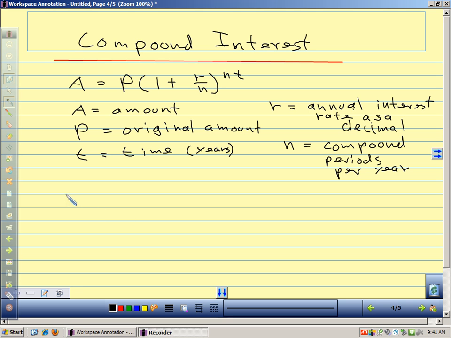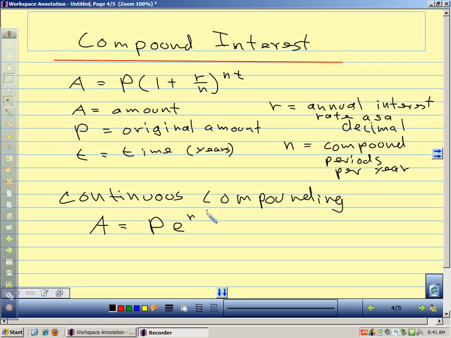And our continuous compounding is A equals P E to the RT. So this is for continuous compounding. And we've worked some problems that involve each of these already. I just want to do a couple of examples of problems like you might see in your homework today.